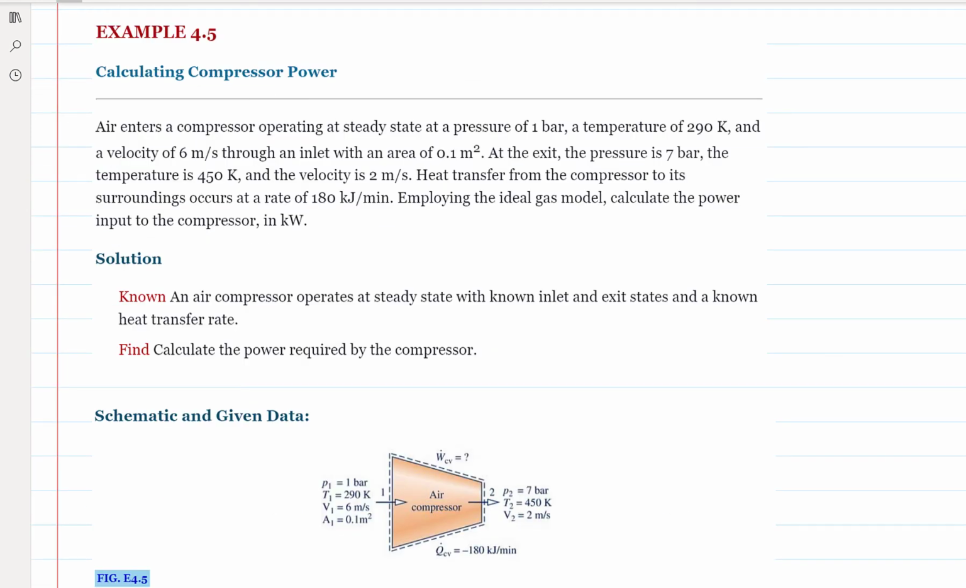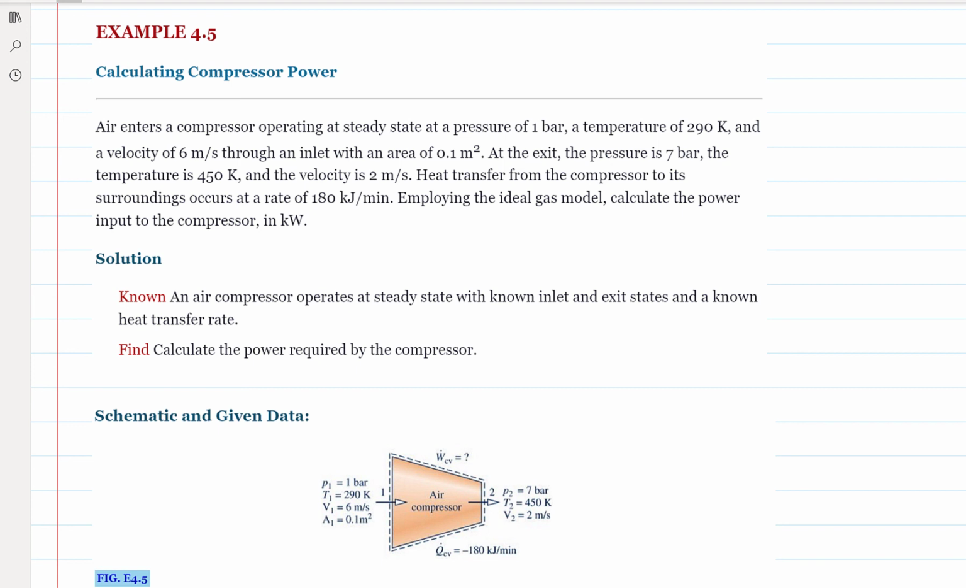Example 4.5. Air enters a compressor operating at steady state at a pressure of 1 bar and a temperature of 290 Kelvin and a velocity of 6 meters per second through an inlet with an area of 0.1 meters squared. So the pressure, temperature, velocity, and area at the inlet are given. So we can fix the state at the inlet. At the exit, pressure, temperature, and velocity are given. So we can fix the state at the exit.